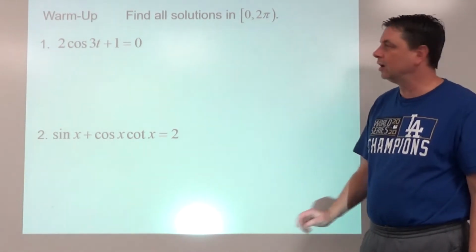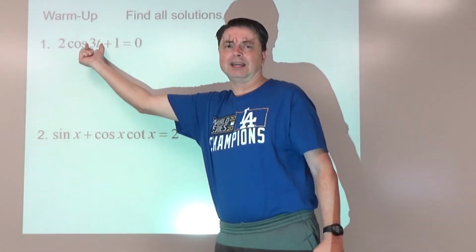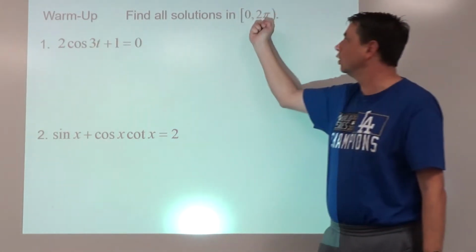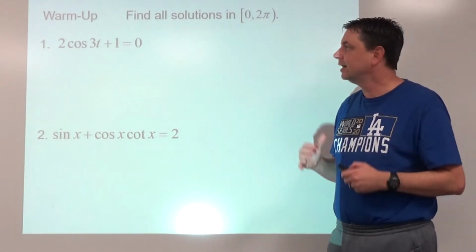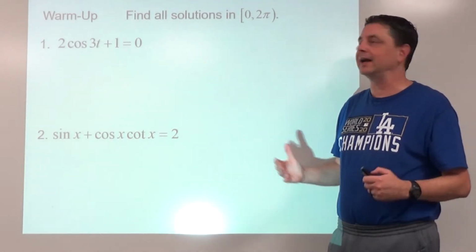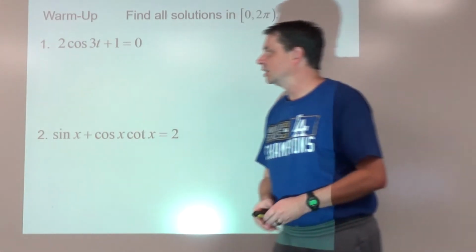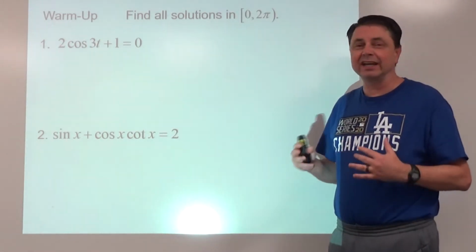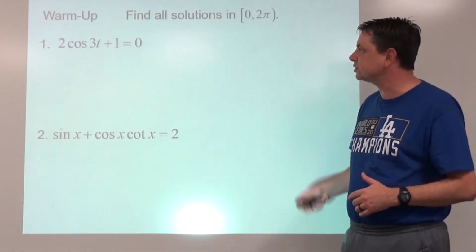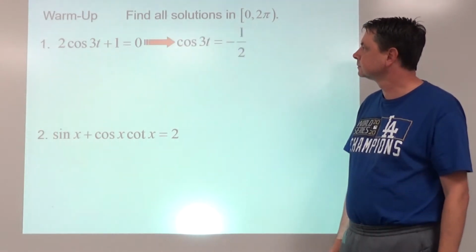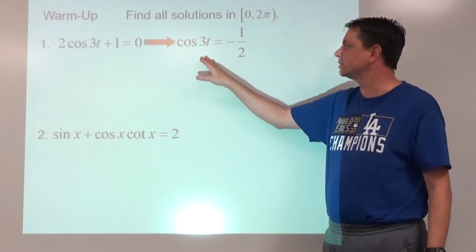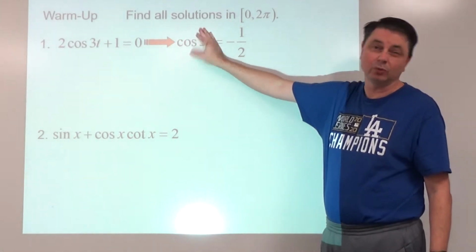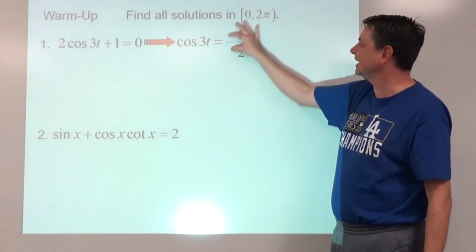All right, so number one is a multiple angle problem. Even though our interval is 0 to 2 pi, we are going to have to explore the plus 2n pi idea, as if we are talking about cosine. But let's isolate cosine of 3t first. And then let's think on the unit circle, where is cosine of some angle that will be 3t? Where is that negative a half?